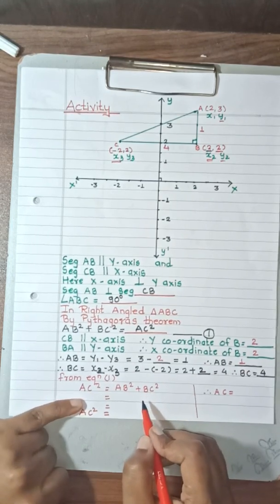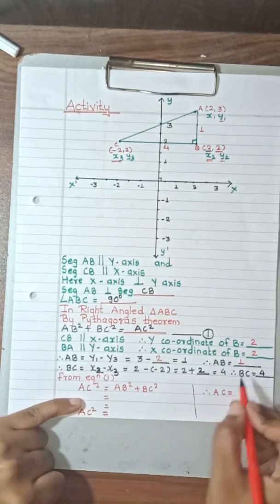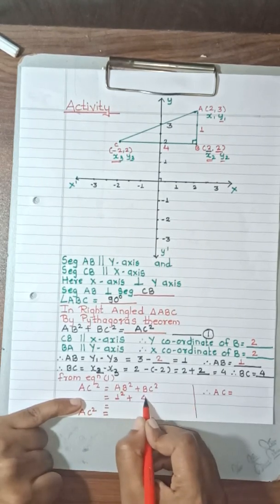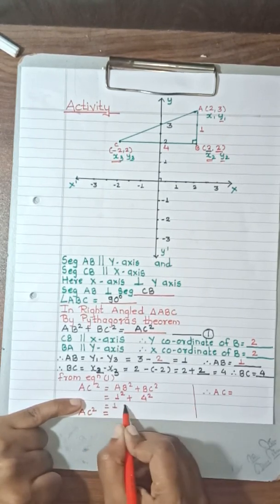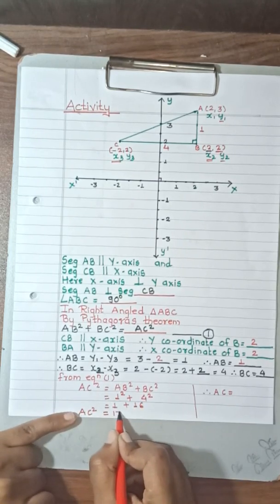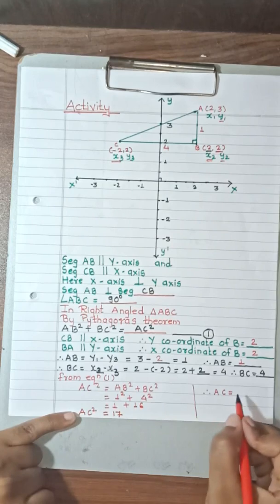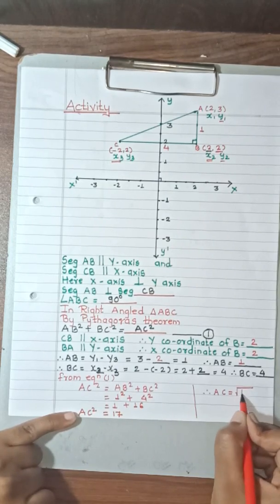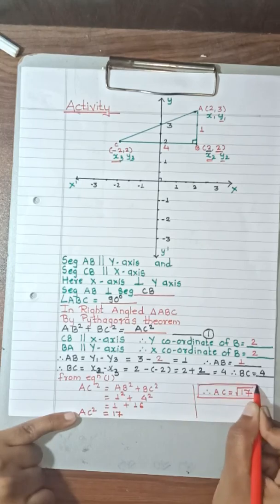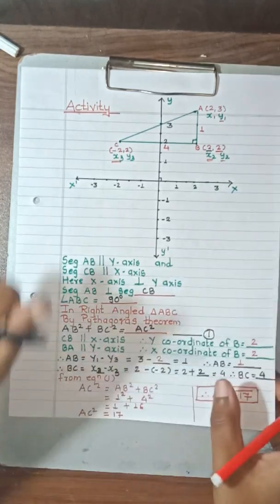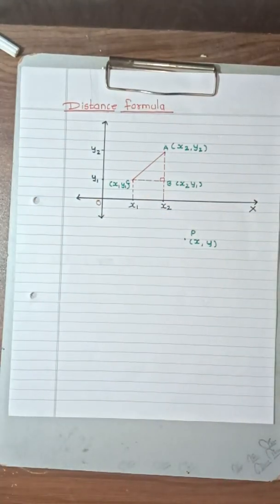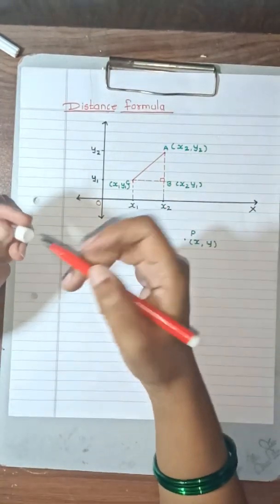Therefore AB square is 1 square plus BC square is 4 square. That will be 1 plus 16, that is 17. Therefore AC will be under root of 17. So see, this was also very easy. Now let us move on towards the distance formula. How to find the distance formula?